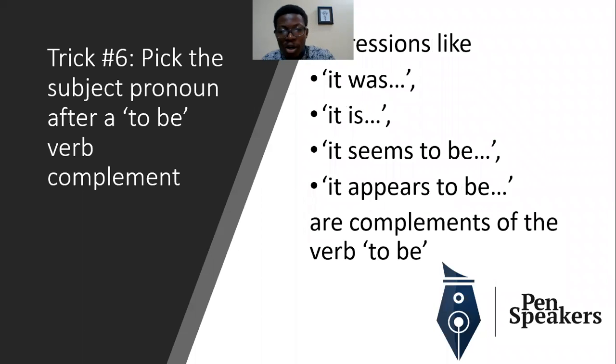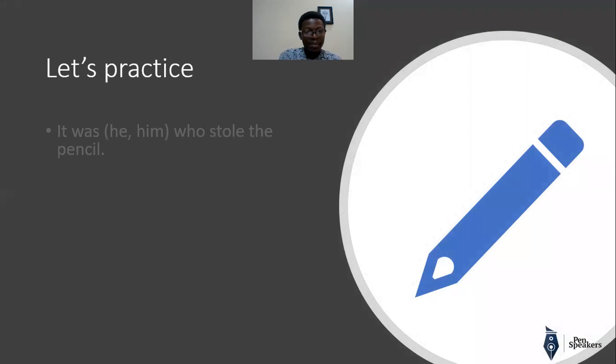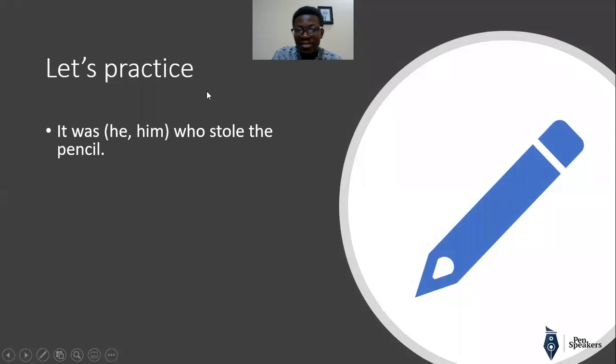Okay, so trick number 6, pick the subject pronoun after a to-be verb complement. What are the to-be verb complements? Expressions like it was, it is, it seems to be, it appears to be. These are the verb to-be complements. As an example, we say it was dash who stole the pencil. You are to pick the subject after the verb to-be complement, and that is it was.